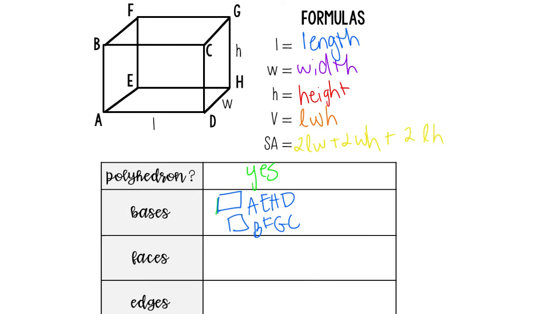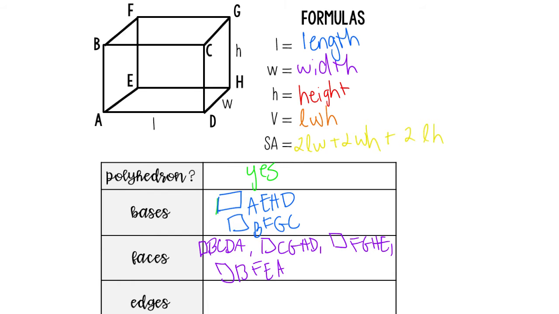Faces, we've got 4 of these. So B, C, D, A. That should be a square there, a rectangle. And C, G, H, D. And F, G, H, E. And B, F, E, A are our 4 faces.